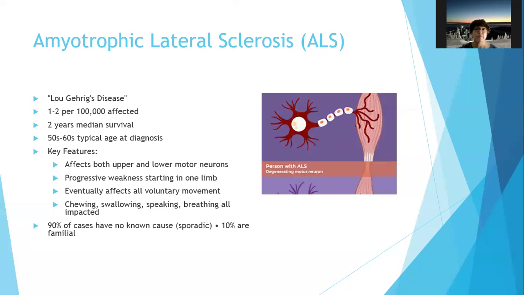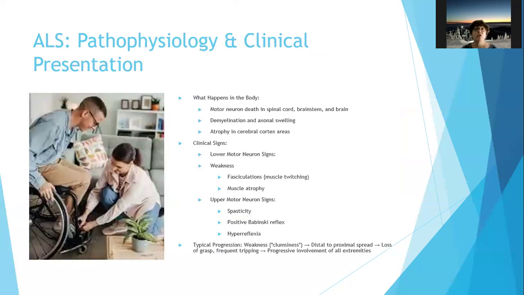no cure, basically. So what happens in the body is, for some unknown reason, the motor neurons in the spinal cord, brainstem, and brain start to die off. So they get demyelination and axonal swelling and atrophy in cerebral cortex areas where those motor neurons live.